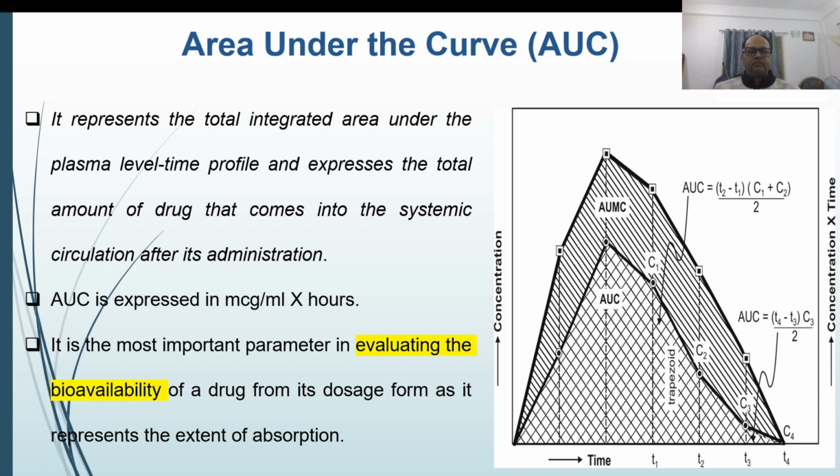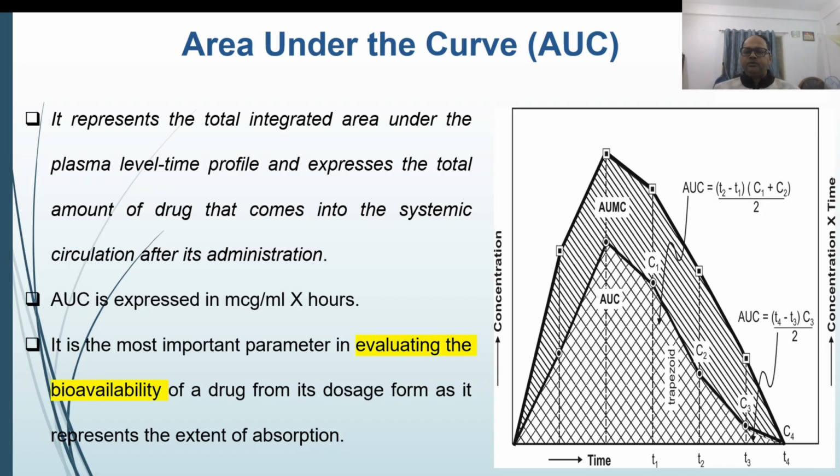So bioavailability is nothing but the extent of absorption of the drug, or how much total amount of drug reaches the systemic circulation. So that will be calculated only from the area under curve. After plotting the graph between plasma drug concentration versus time, the curve we get, we have to divide into trapezoids. So how to calculate this area under curve, we also have to understand.